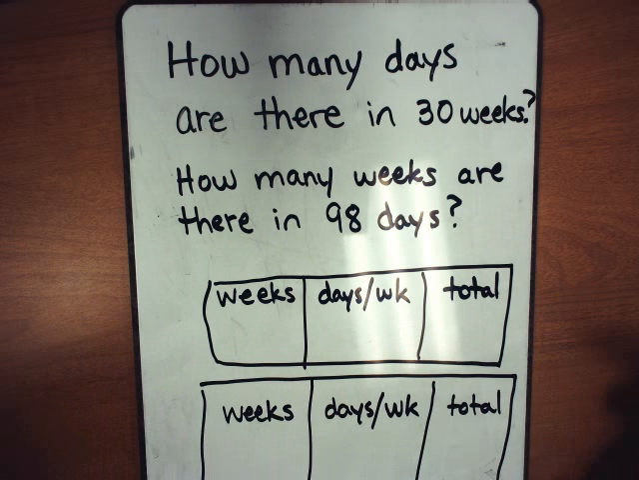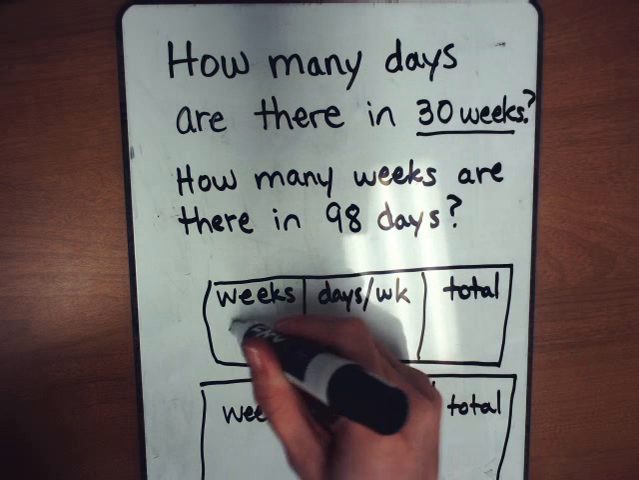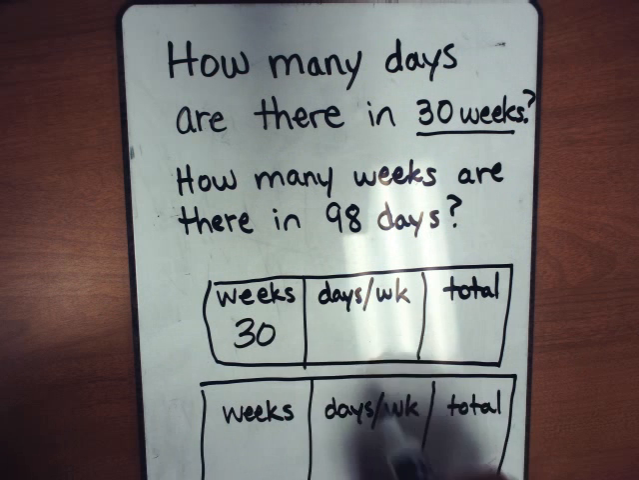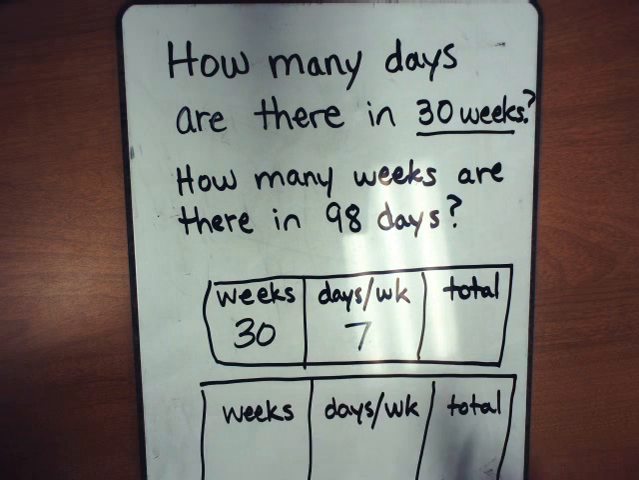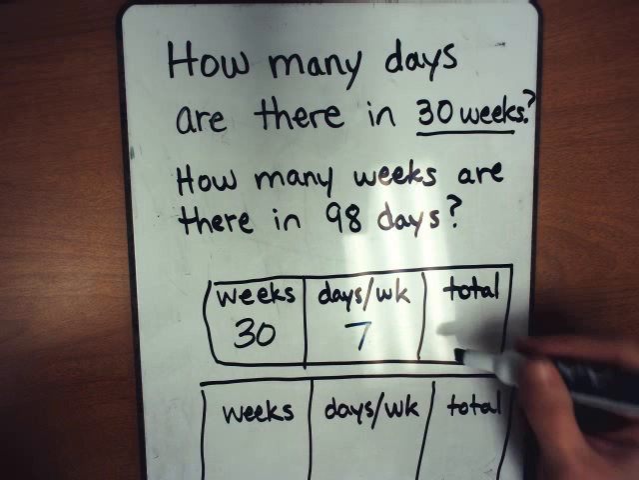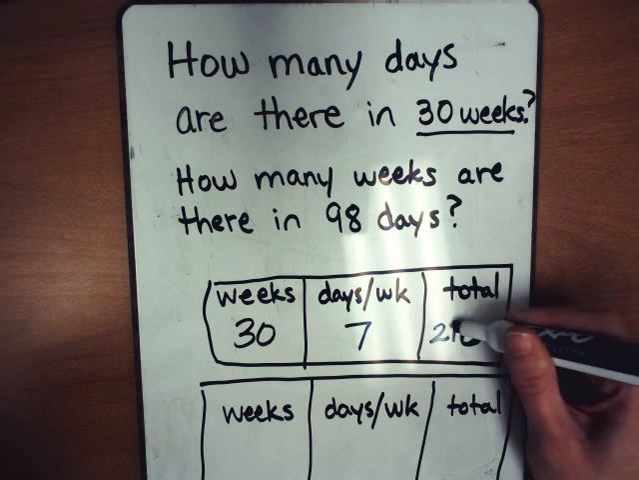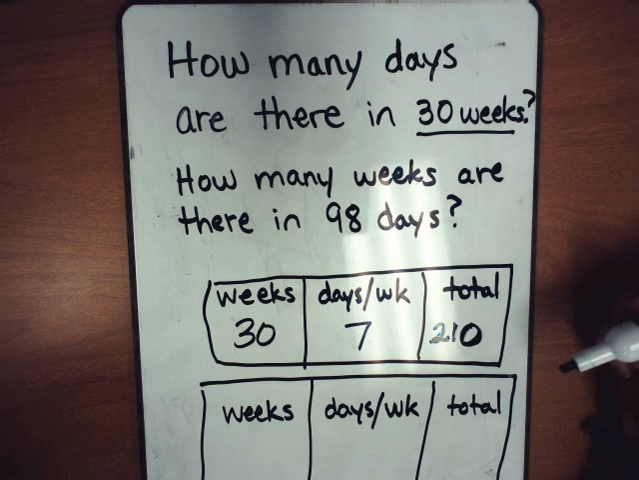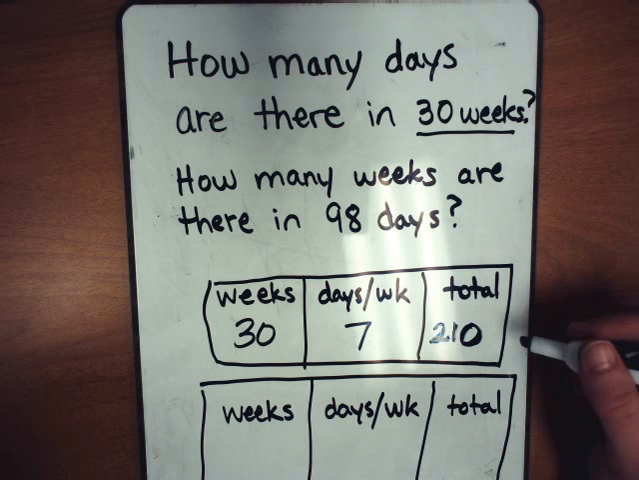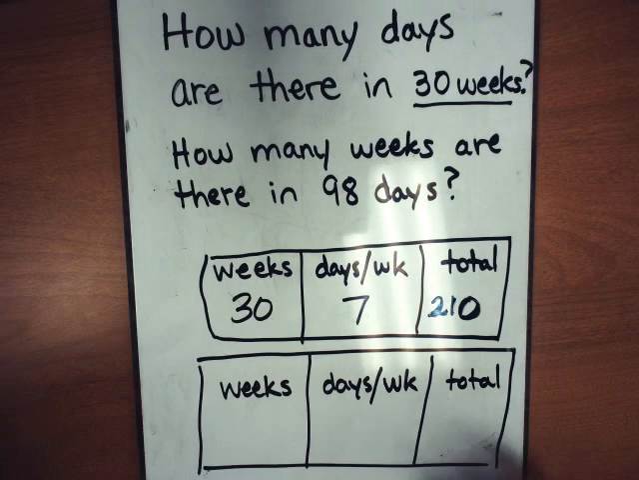I'm going to make sense of the problem. We've got how many days are there in 30 weeks? Well, here I have 30 weeks. Days per week, well, I know there's 7 days per week. So how many total? And this is a multiplication problem. So I have 7 times 3 is 21, and then a 0. So that was an easy one. I could use my extended facts in order to solve that. So this first answer, how many days are there in 30 weeks, is 210 total days.